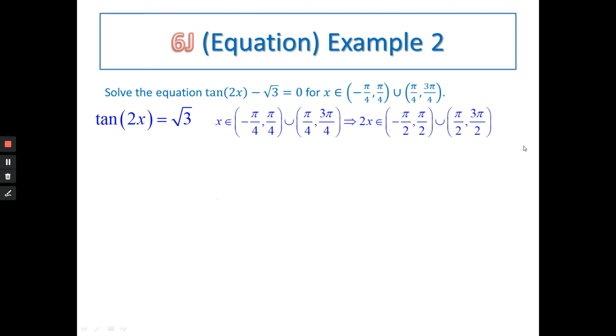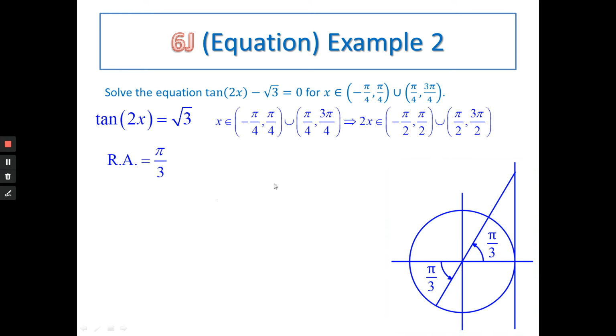Now that we've modified our domain, let's go and find the reference angle, which is, of course, just pi over 3. Now that the reference angle has been found, let's look at a unit circle. In a unit circle, we've got a positive root 3 here, so tan is positive, and a reference angle of pi on 3. Again, we've got quadrant 1 and quadrant 3. What's our first answer going to be? It's just going to be pi on 3. You might notice there's a 2x on the left, not x, because in the initial stages of solving this equation, you need to actually get 2x, which is the argument of your tan equation.